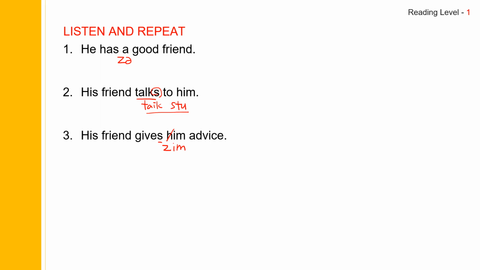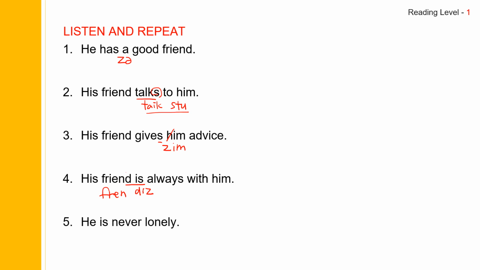His friend is always with him. His friend is always with him. So read this one together. His friend is always with him. He is never lonely. He's never lonely. So read together. He's never lonely. So this one read as lone. He's never lonely.